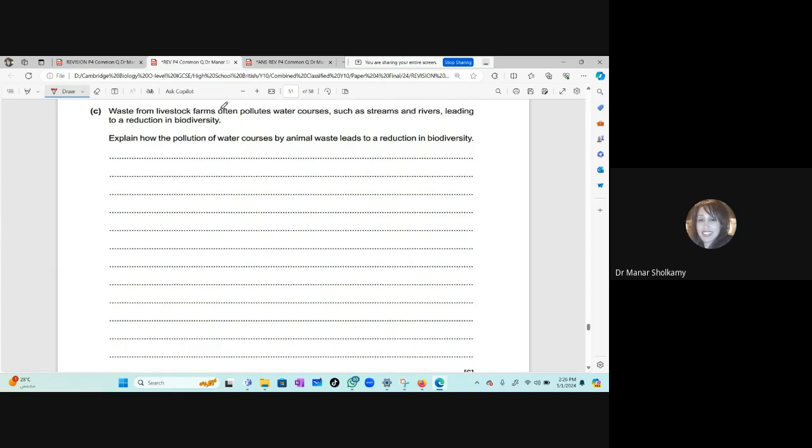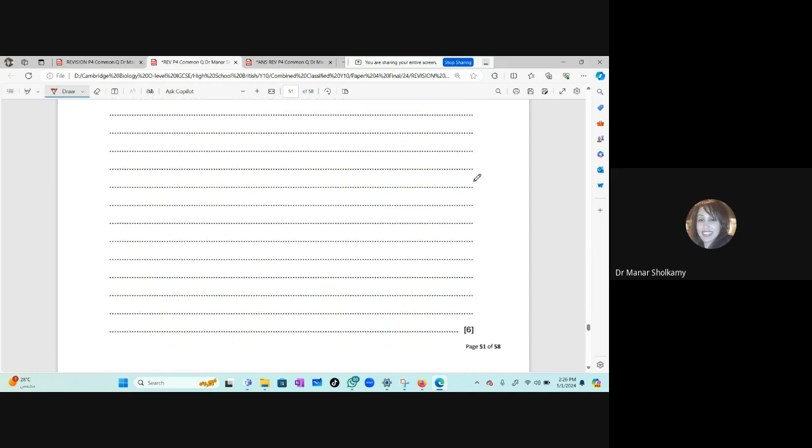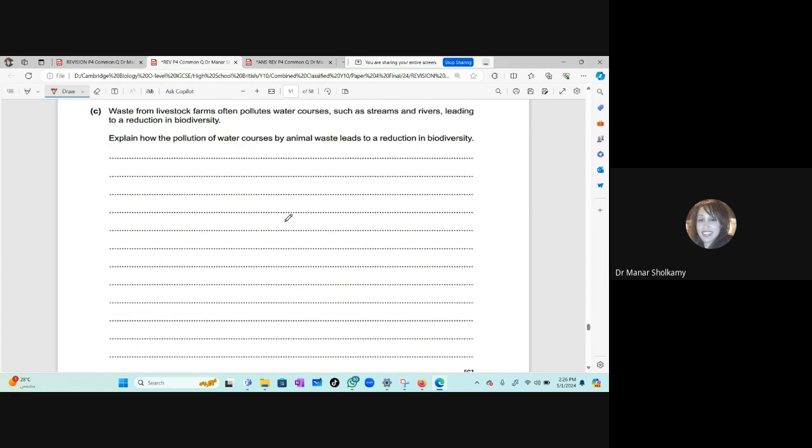Waste from livestock also pollutes water. Now, of course, here eutrophication is very important and very common. Explain how the pollution of water caused by animal waste leads to a reduction in biodiversity. What do they want to talk about? 6 marks. What's the first word you will mention here? Eutrophication. And mention everything related to eutrophication. The first word you will start with is eutrophication. And describe it. Can someone describe it for me?